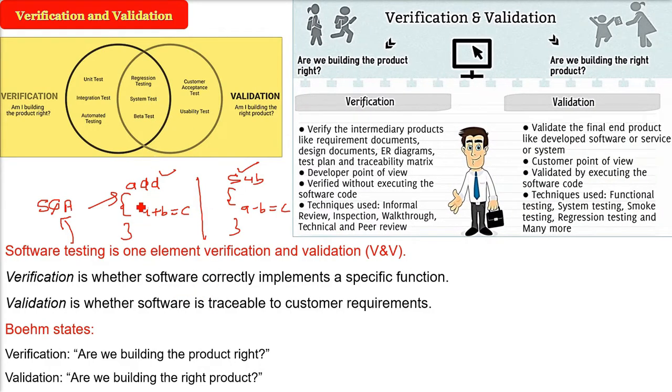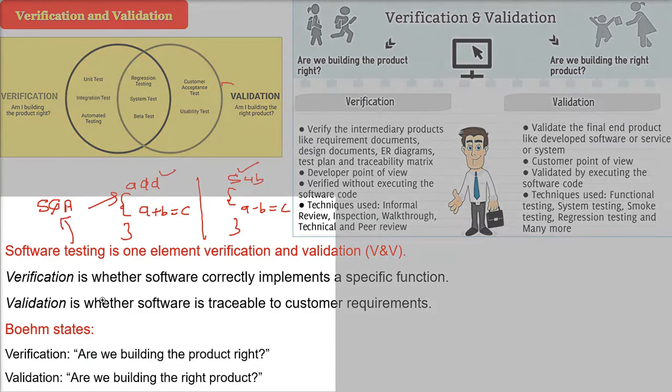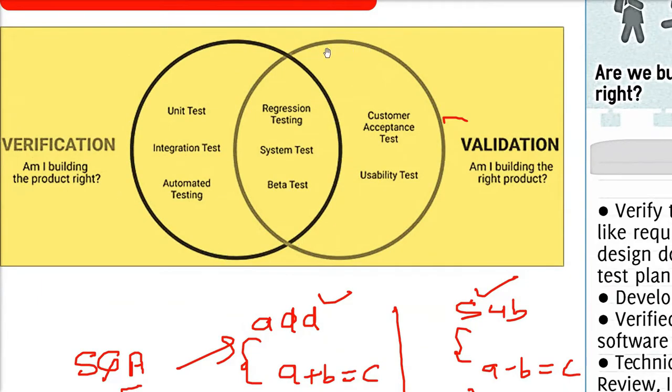So this is a kind of Venn diagram. How does verification and validation relate? As I said, they come under software testing, which comes under software quality assurance. The customer acceptance test and the usability test are all requirements of the user. So, am I building the right product? This comes under validation. In verification, am I building the product right?